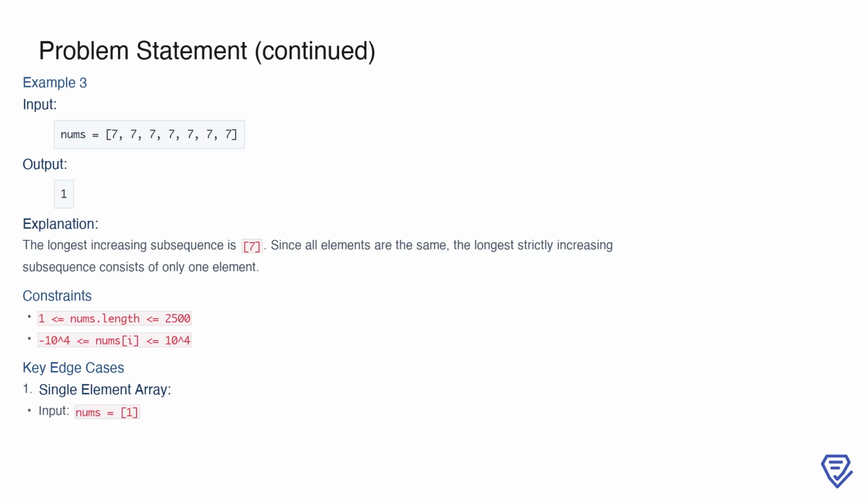Now consider the input nums equals 7, 7, 7, 7, 7, 7, 7. In this case, the output is 1. Since all the elements are the same, no strictly increasing order can be formed. Therefore, the longest increasing subsequence contains just one element, 7, and its length is 1.